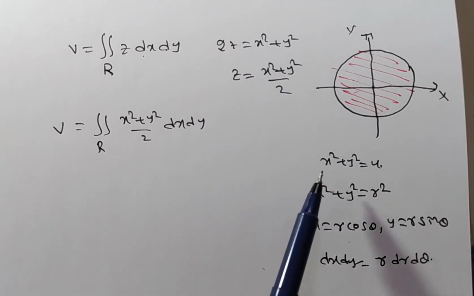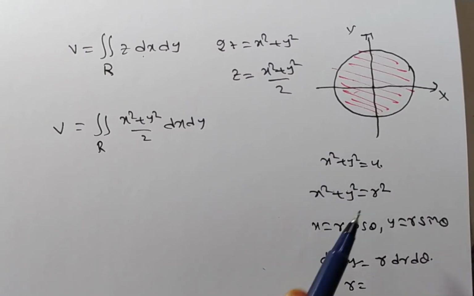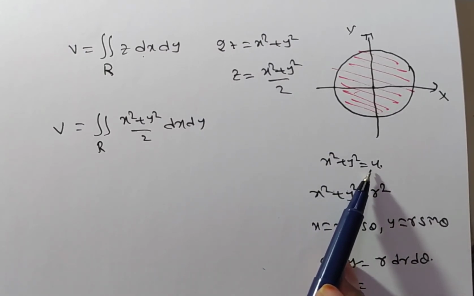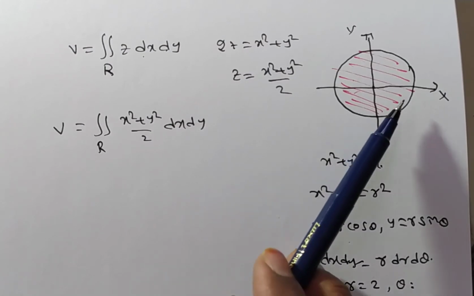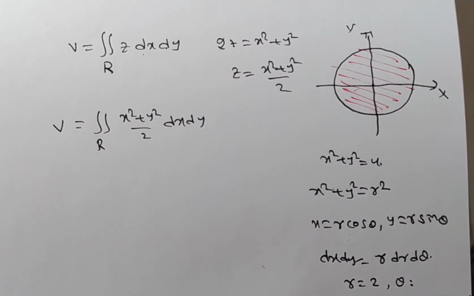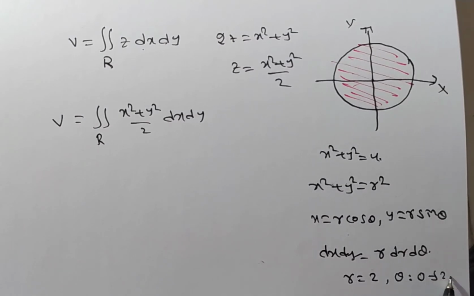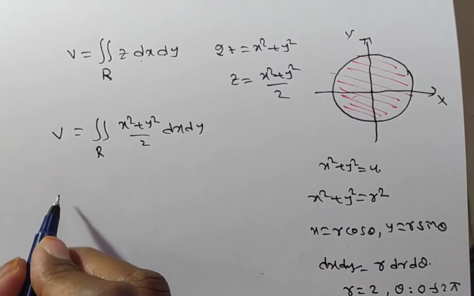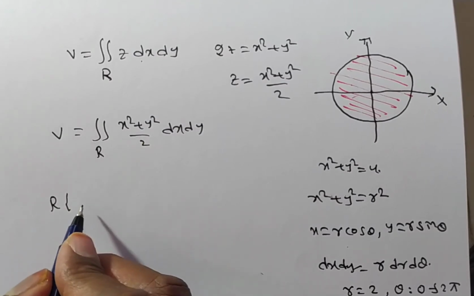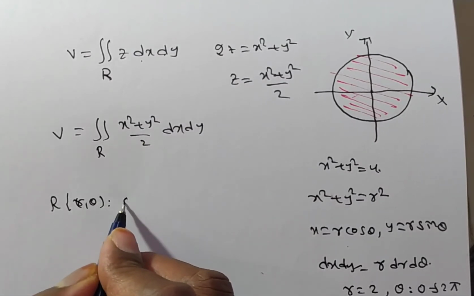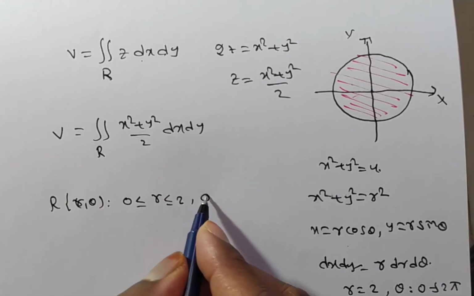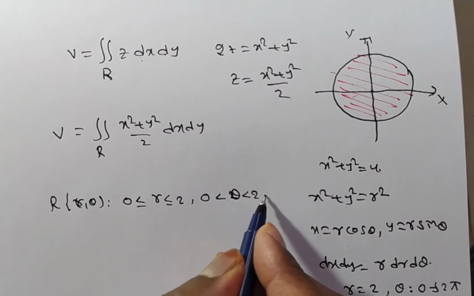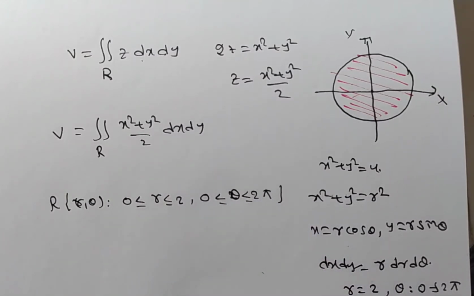Next, this is a full circle. Yes or no? Full circle. And x square plus y square equals r square. Comparing, what is the radius? r square equals 4, so r is 2. And for theta, we have to take all four quadrants, so theta is from 0 to 2 pi. So the region in polar coordinates is 0 less than or equal to r less than or equal to 2, and 0 less than or equal to theta less than or equal to 2 pi.